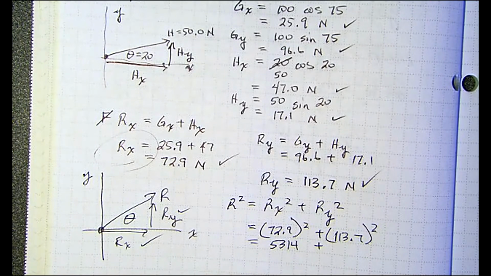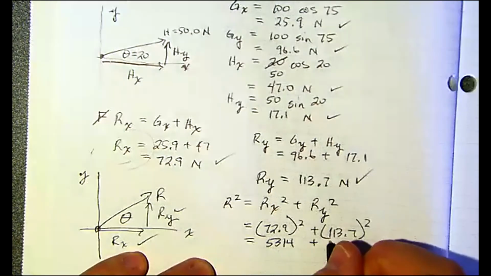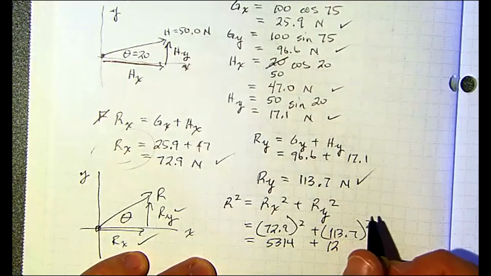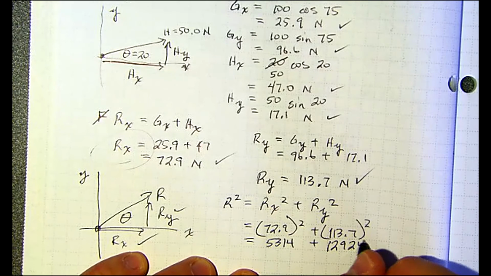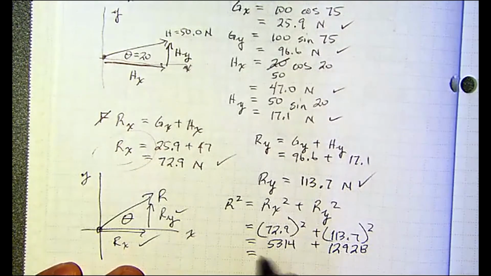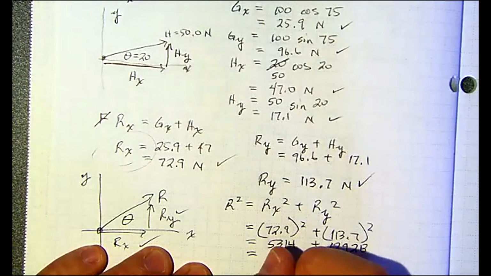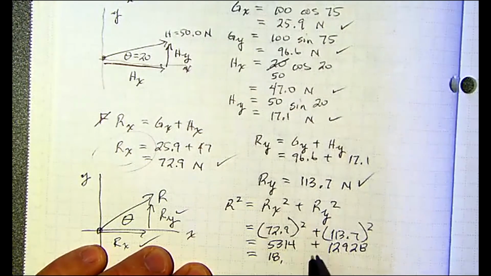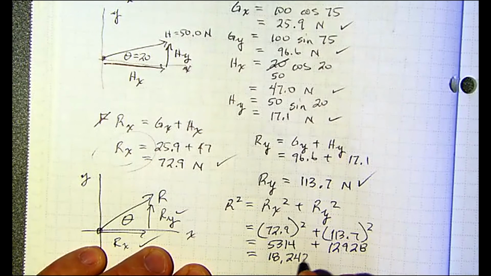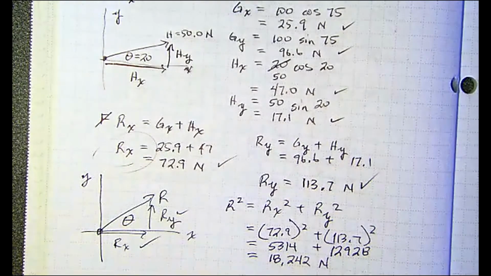5,314.41. I just rounded it off to a whole number. And then I got 113.7 times 113.7, because it's squared. And this time I get 12,928. There are decimals at the end, but I don't care. Like I said, I'm super lazy. And then I'm going to add those two numbers together, 5314 added to the 12,928. And this time I get 18,242 newtons, which is, oh, it's off the page.